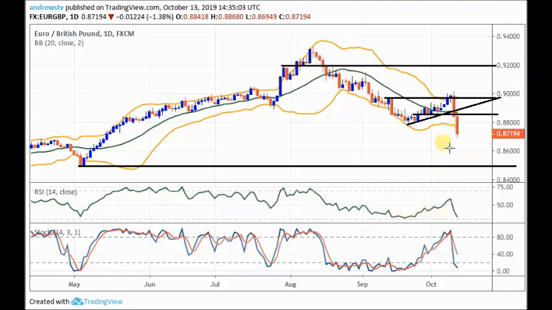Okay, if she bounced back towards the 88 level, a sell. Going down, I wouldn't be surprised to see a little bit of a retracement, but I just don't see the euro getting back above the 20-day moving average. It's been a decent trade. Well, it's been a good trade so far for us, and I still think there's plenty more downside in the euro. So there's my review of the euro pairs.